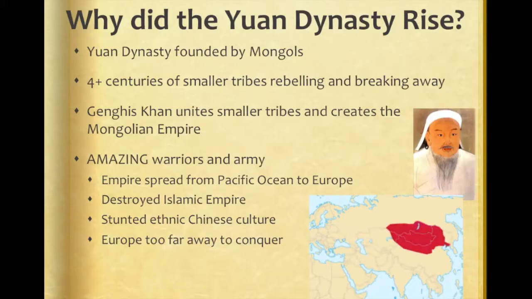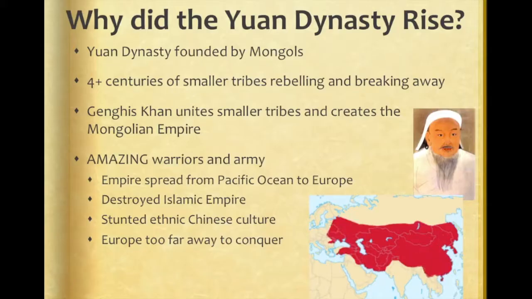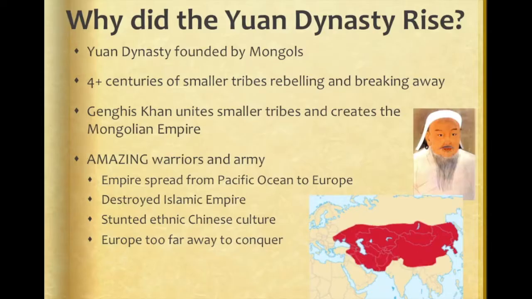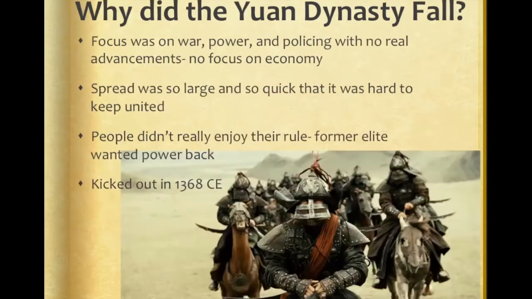They stunted ethnic Chinese culture because when Mongols take over, they bring their own culture. And the Tang Dynasty before them had been advancing and prospering in their own culture. And when Mongols came through, it just stopped dead in its tracks and started becoming more Mongolian. And again, Europe was a little too far away to conquer. They did have a couple battles with them, but they were not successful.